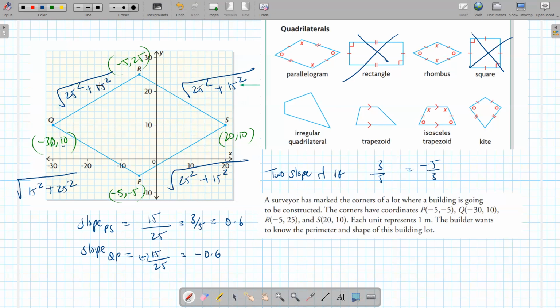It's a rhombus. You have to do one more thing. Actually, you have to show that the slope up here is also 0.6, and that the slope down here is also -0.6. So that's the last part. Rhombus, all four sides are equal, and the opposite angles are equal, like up here and up here. You can show this by showing that this slope and this slope are different, and then this slope and this slope are different.